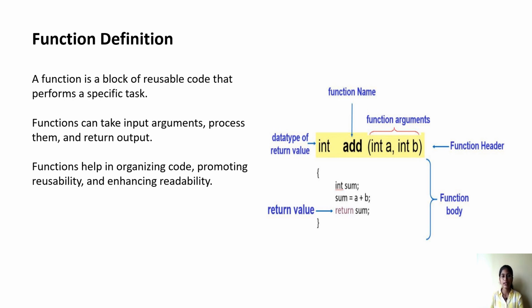Here, int is the data type of the return value, and add is the function name. int a, int b are the function arguments. The whole int add(int a, int b) is the function header. Here, int sum equals a plus b, and we return sum, which means it will return the value. int sum equals a plus b and return sum is the function body.